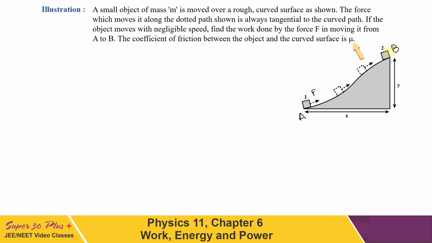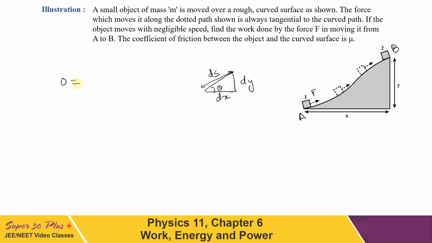Now here you can see that this is a variable force. Its direction is changing with displacement because it is always tangential to the path. If we consider a small displacement, because here the direction is continuously changing, it can be written as dx along horizontal, dy along vertical, the angle being theta, and displacement along the tangent to be ds. Now as the object is moving with negligible speed, the change in kinetic energy should be 0, and it should be equal to the work done due to all the forces.